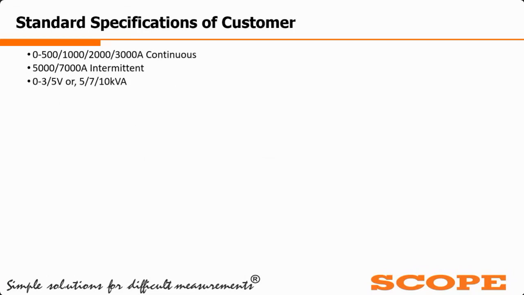Then in some specifications you can see it is mentioned that the open circuit voltage should be 0 to 3 volt or 0 to 5 volt, and the rating of that equipment or test kit is 5 kVA or 10 kVA, like that. Is it really required? That we need to understand. Then somewhere it is mentioned the timer should be present in the testing equipment. That we need to understand.